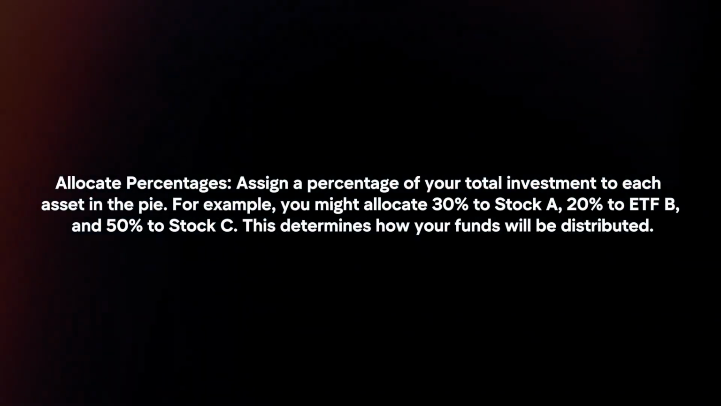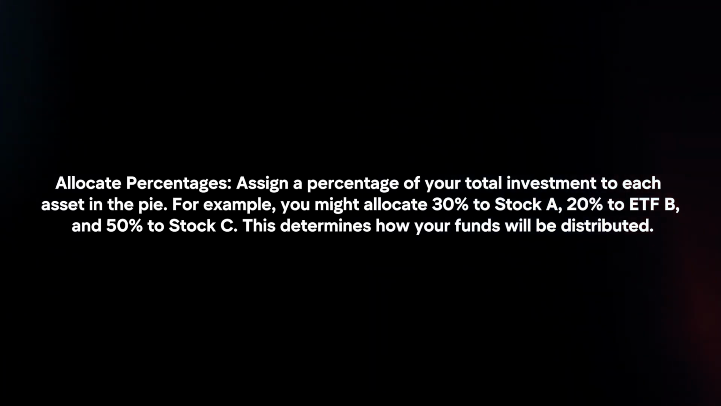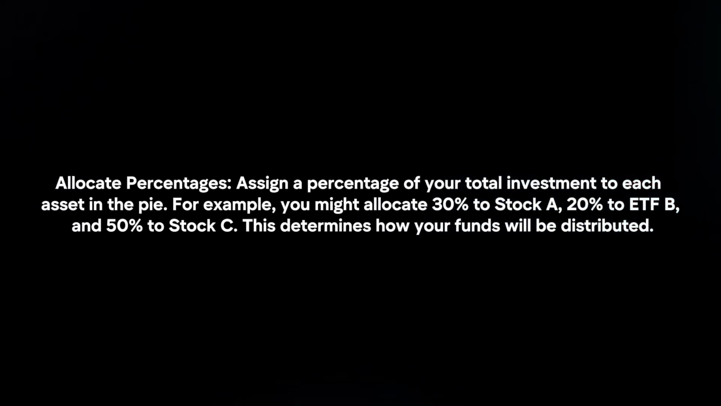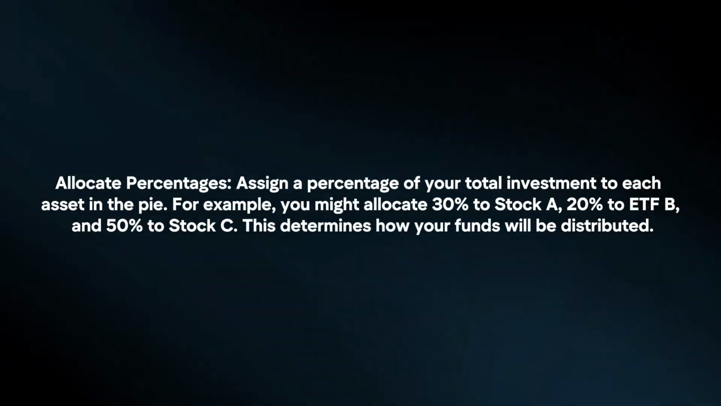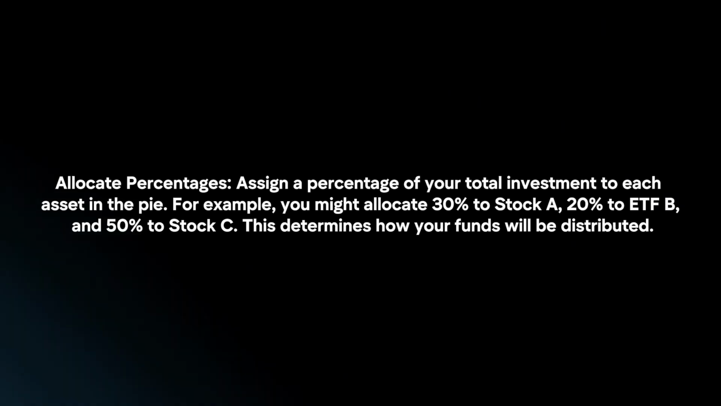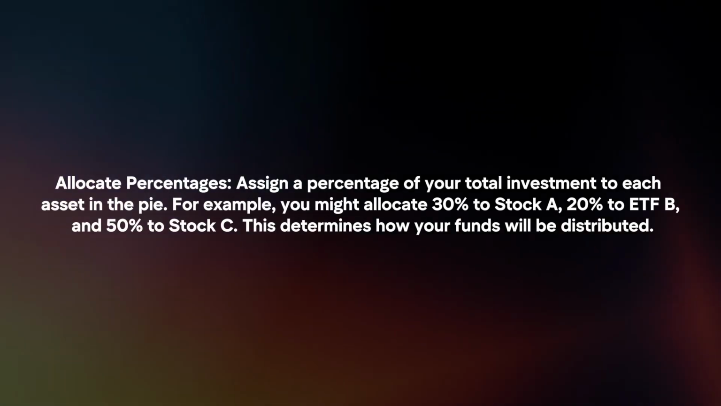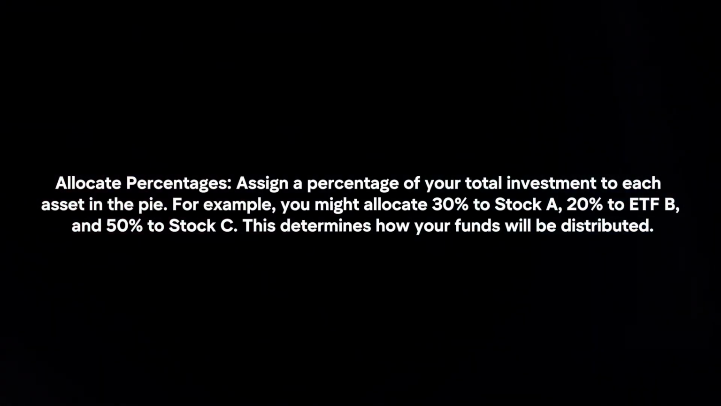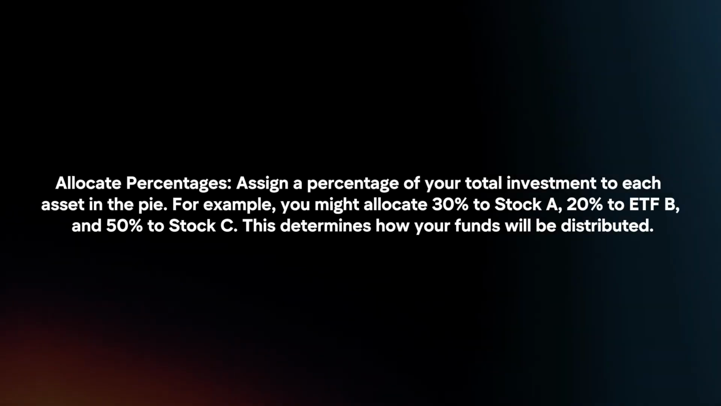Allocate percentages. Assign a percentage of your total investment to each asset in the pie. For example, you might allocate 30% to stock A, 20% to ETF B, and 50% to stock C. This determines how your funds will be distributed.